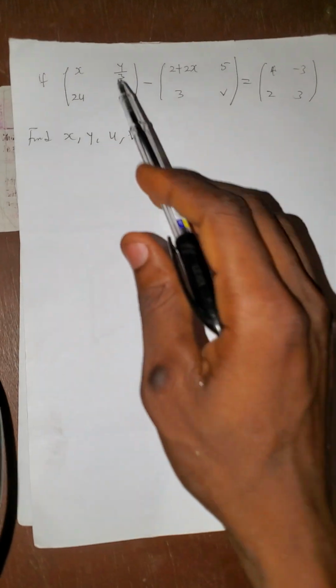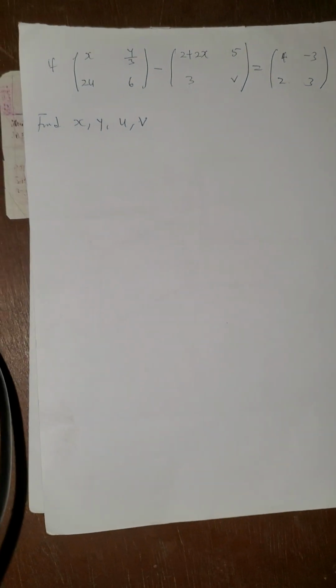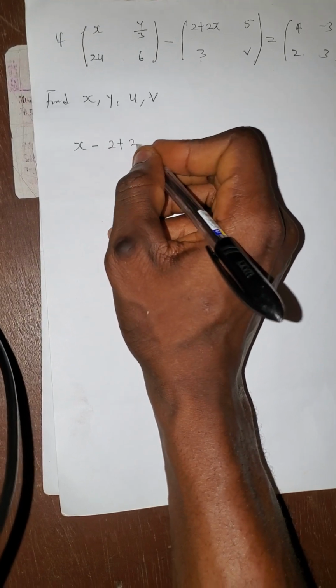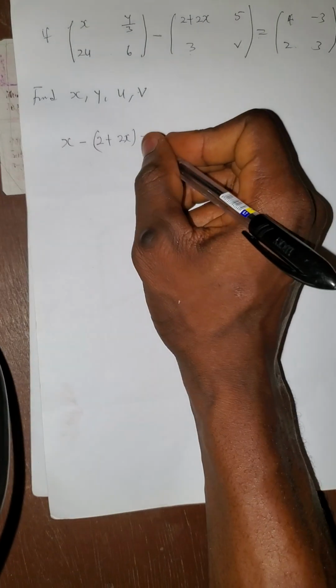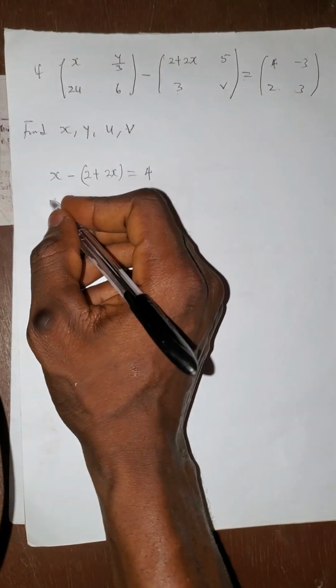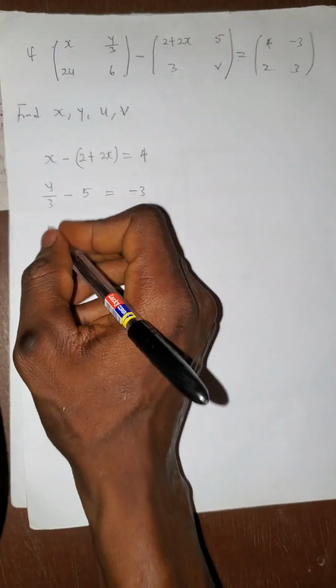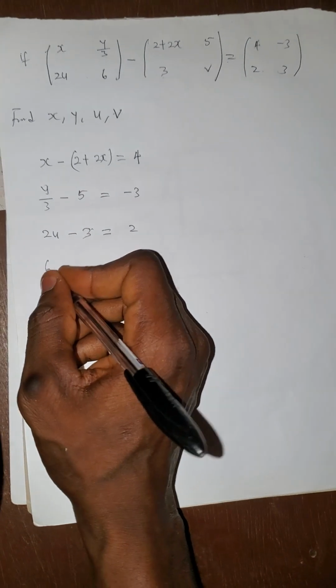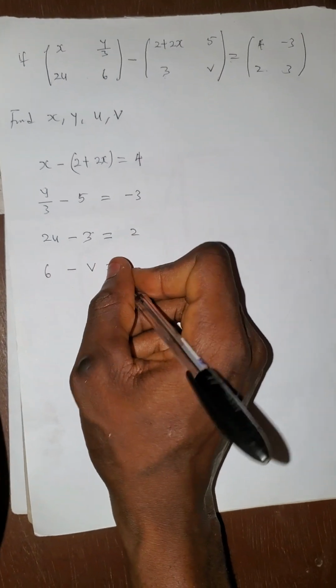The next aspect. Now see this question. It says this minus this is equals to this. So all we just do is that you have the equation x here minus the side of the x, which is 2 plus 2x, is equals to the side of the x. We are picking the same side, that's 4. And the other one here, that's y over 3 minus 5 is equals to minus 3. Come to this, we have 2u minus 3 is equals to 2. And the other one, you have 6 minus v is equals to 3.